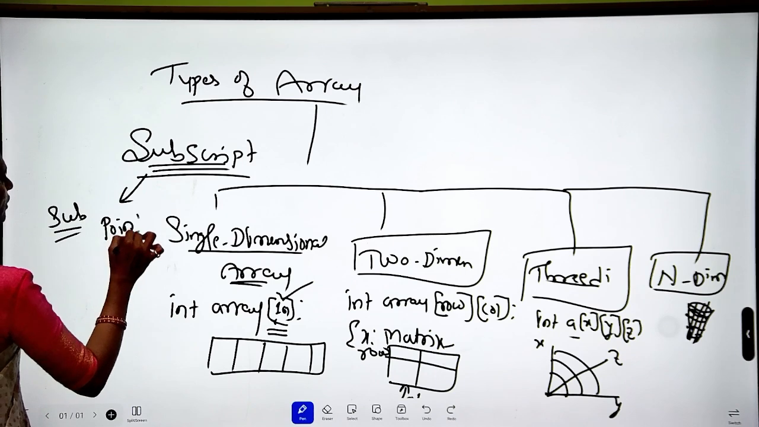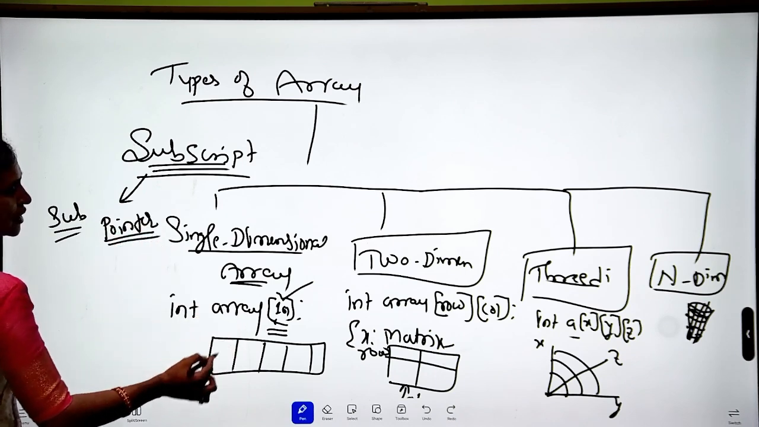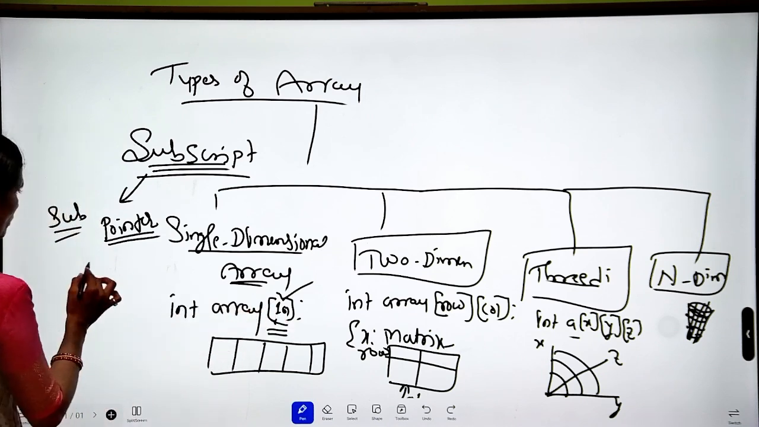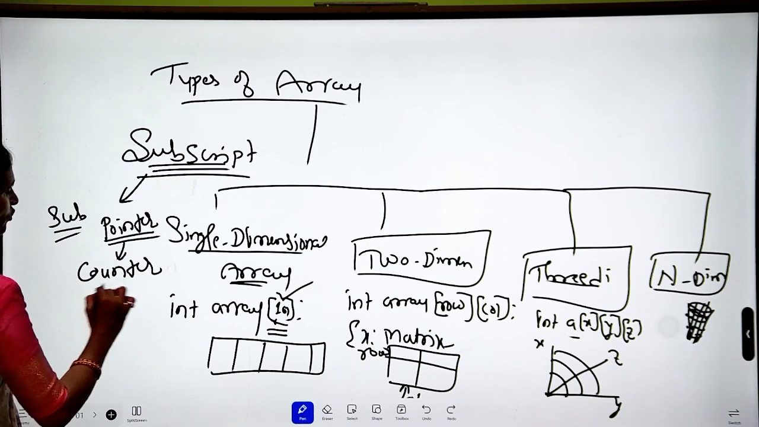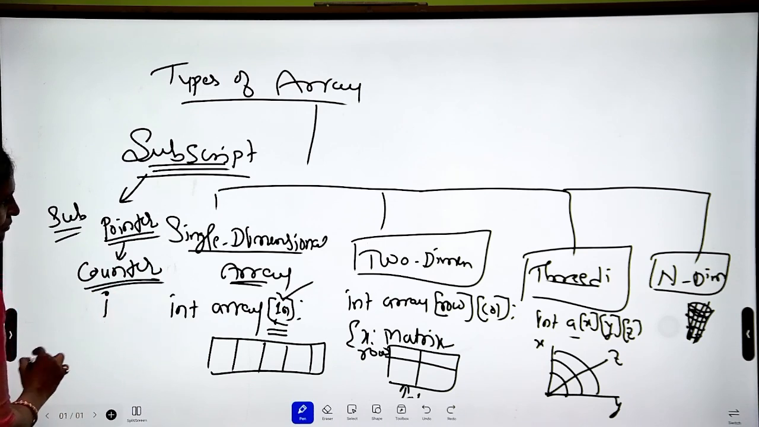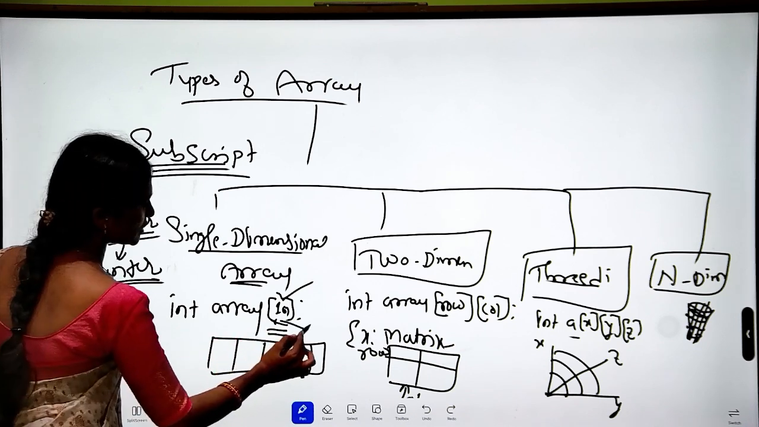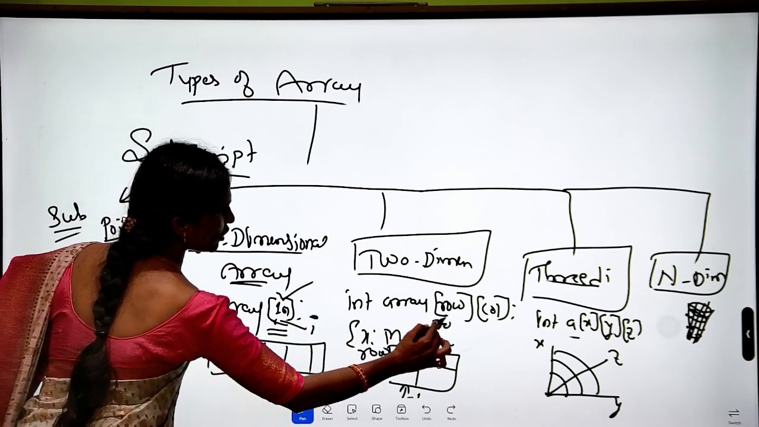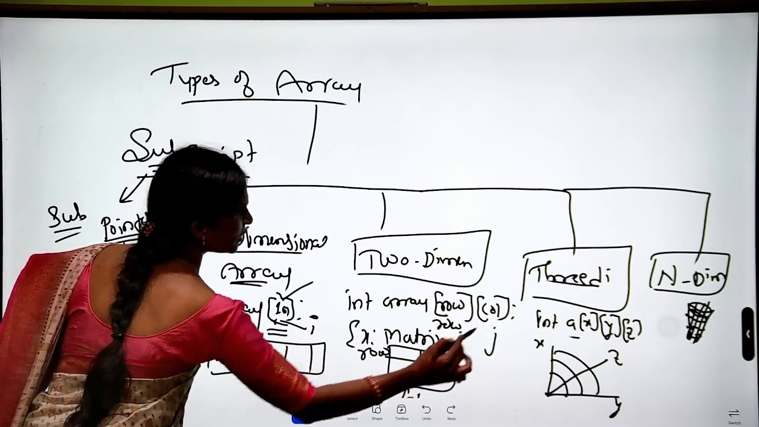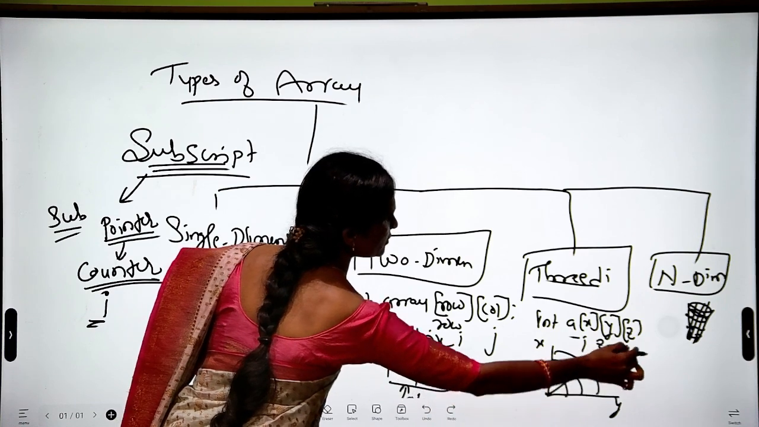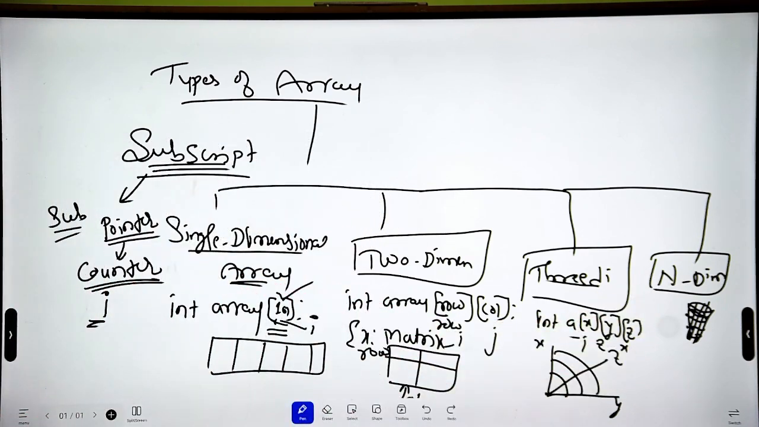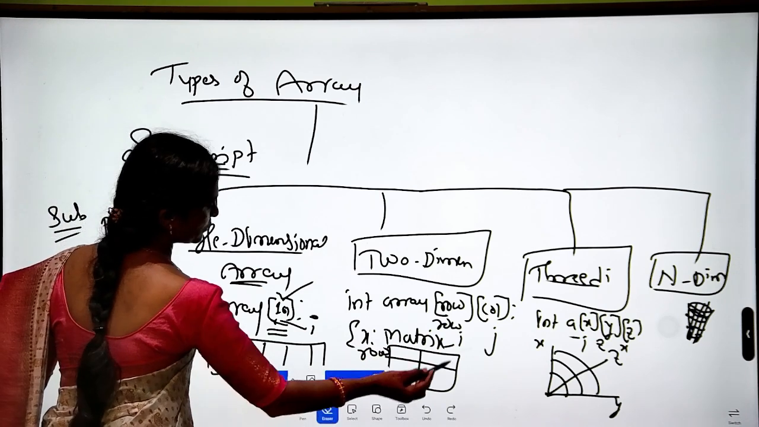What we call a pointer, they themselves are going to be represented with a counter, or we can say a pointer to the address. The counter variable is i. Normally we use i for a single dimension. Here, for row and column, it is i and j, and then i, j, k, and so on. So this is the way we are going to do it. So let's go with the single dimensional array.